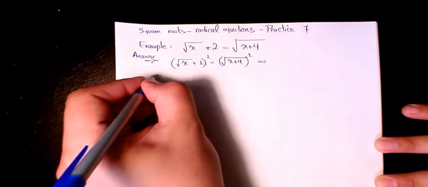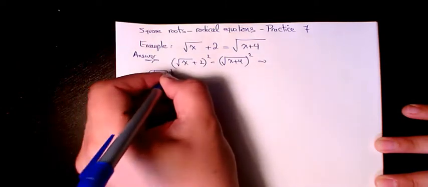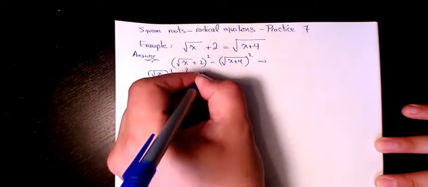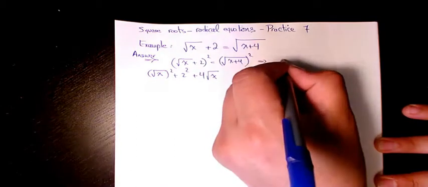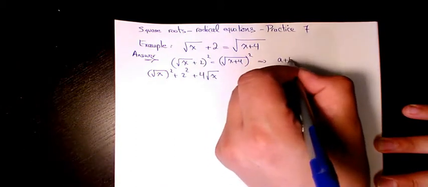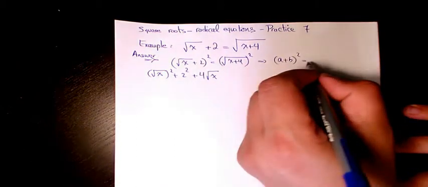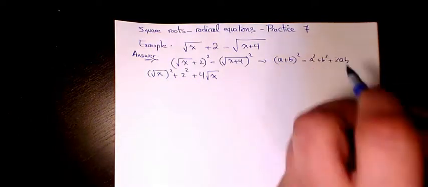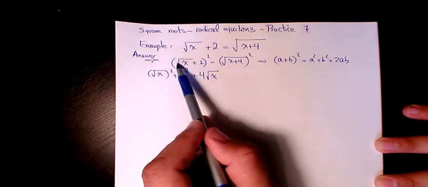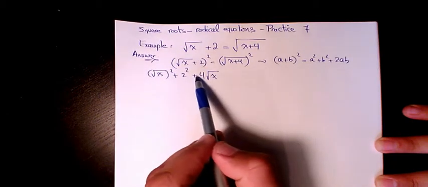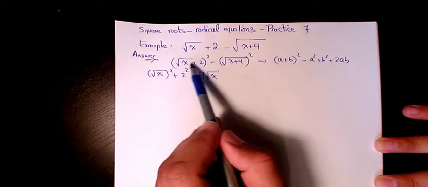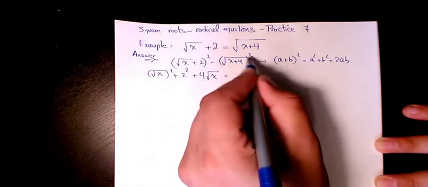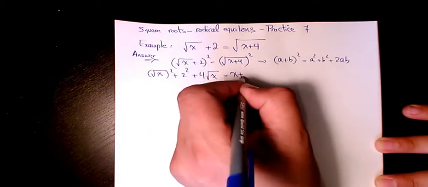then we have root x to the power of 2, plus 2 squared, plus 4 root x. Again, we had it earlier, but to remind you, (a plus b) squared is a squared plus b squared plus 2ab. We have the same thing here. First one squared, second one squared, plus 2 times the first one and the second one. Then the 2 and the square root cancel out, it will be x plus 4.